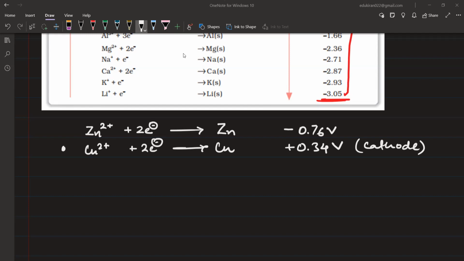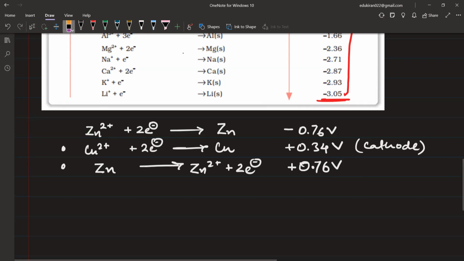No. That means what we have to do, we will reverse this reaction. So if I write this, zinc is giving me zinc 2 plus 2 electron. This reaction will now give me 0.76 volts. Yes or no? Please tell me. Correct? Yes. Okay. Now, this is going to be your what? Anode. Correct? Is this clear? Yes or no? Please tell me. Yes.